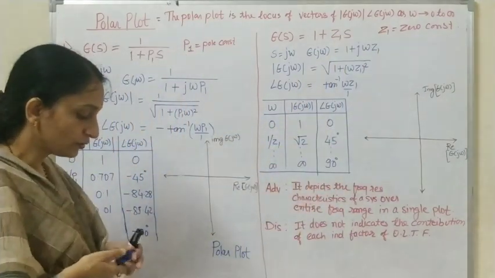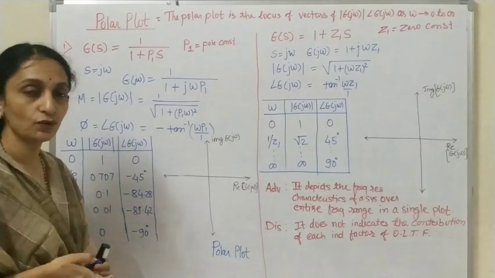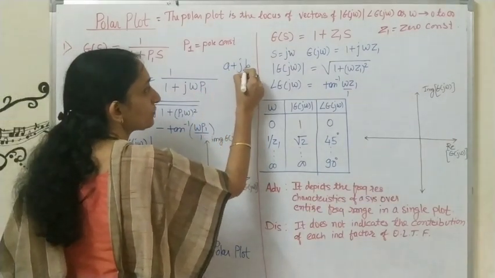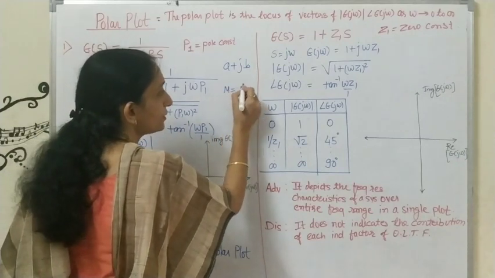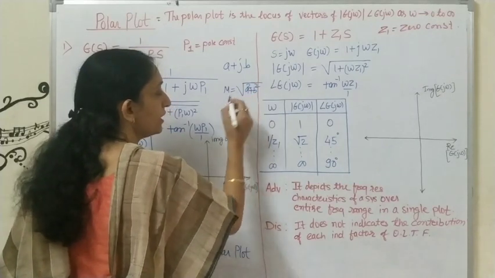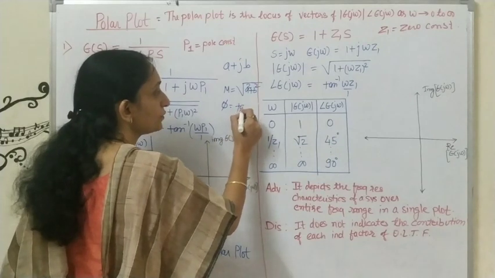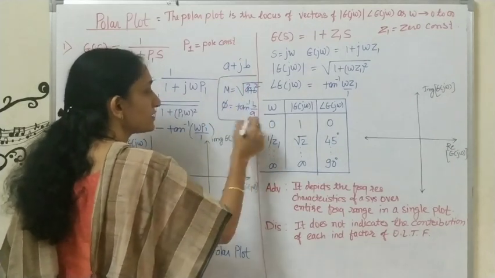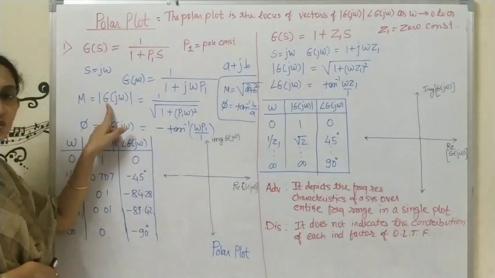We know how to find the magnitude of the rectangular form. Suppose you have the rectangular form a plus jb. How do we calculate the magnitude? Magnitude will be the square root of a squared plus b squared, whereas phi is equal to tan inverse of b by a. With this basic we will start the calculation of mod of G(j omega).